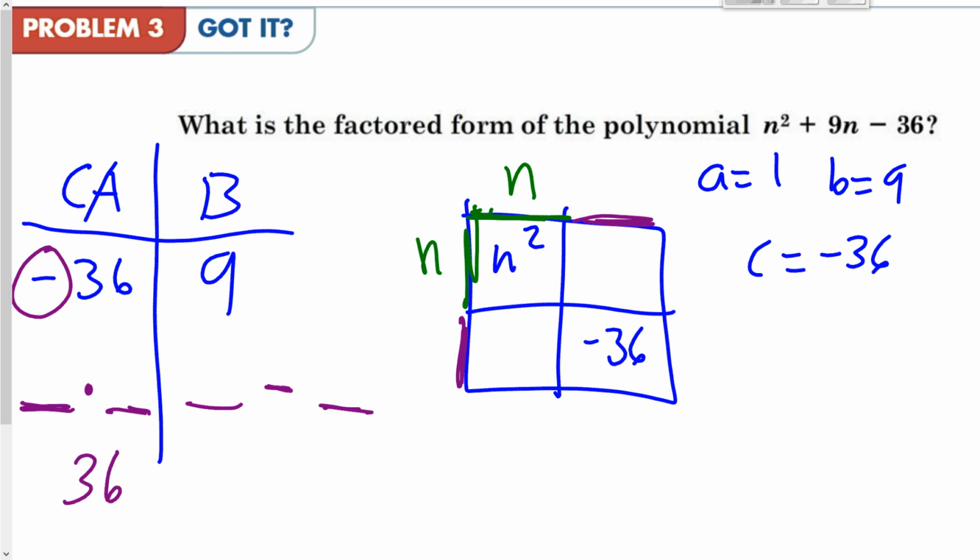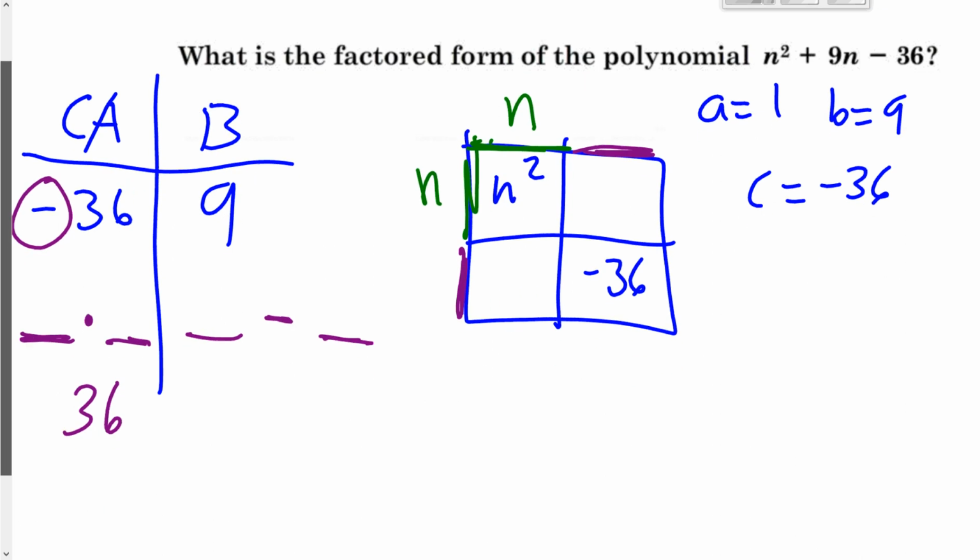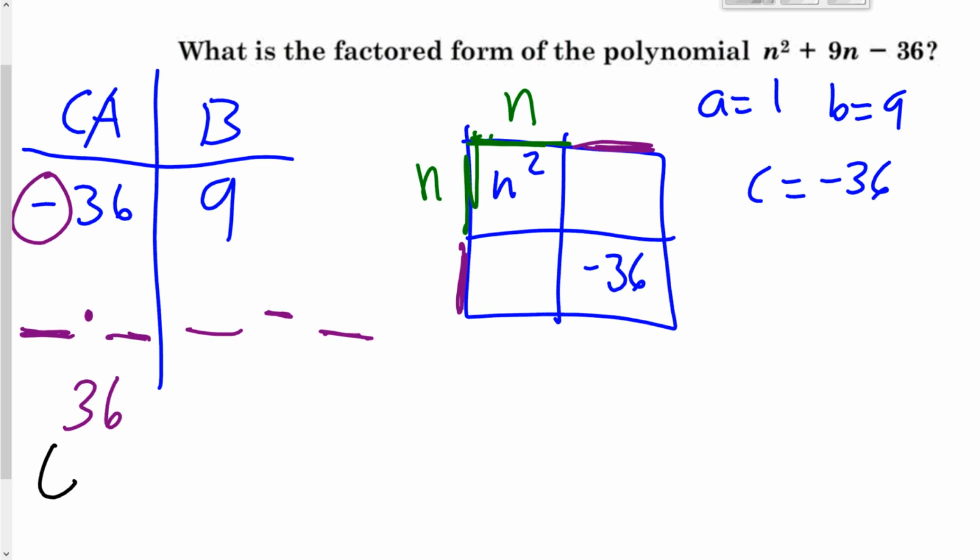Okay, so just think about what times what is 36. We'll deal with the negatives in a little bit. Okay, so what times what is 36? Well, that's 6 and 6. But what's 6 minus 6?